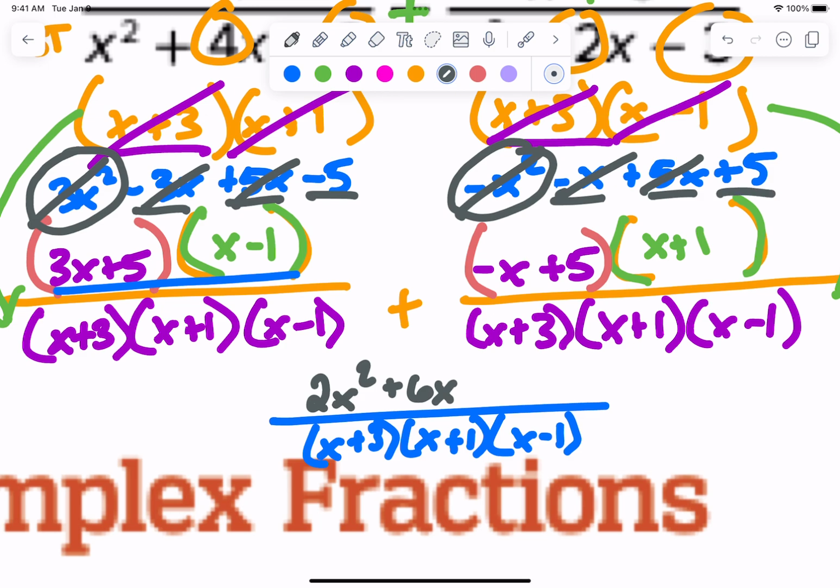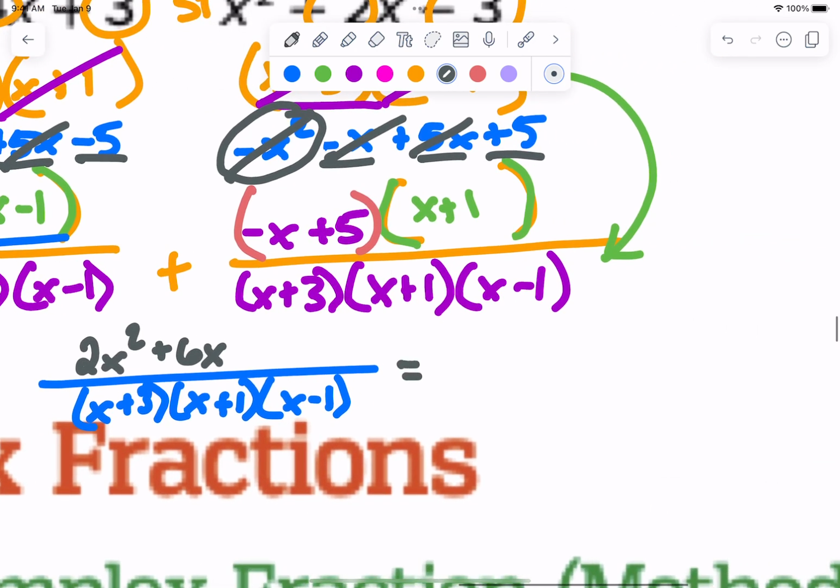But we can still take an X out, and a 2X. Yeah, and then we can cancel out the X plus 3. Right? All right, 2x out of the top, X plus 3 left over.